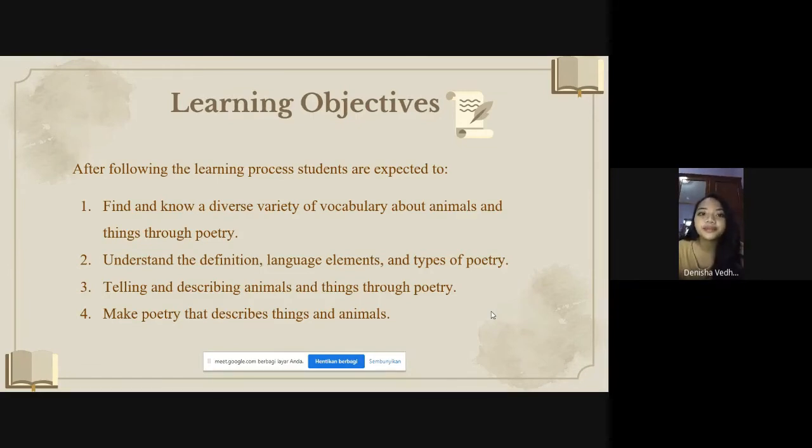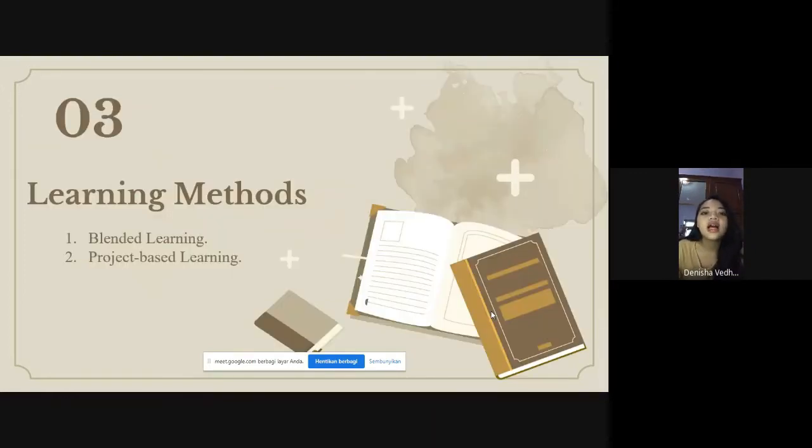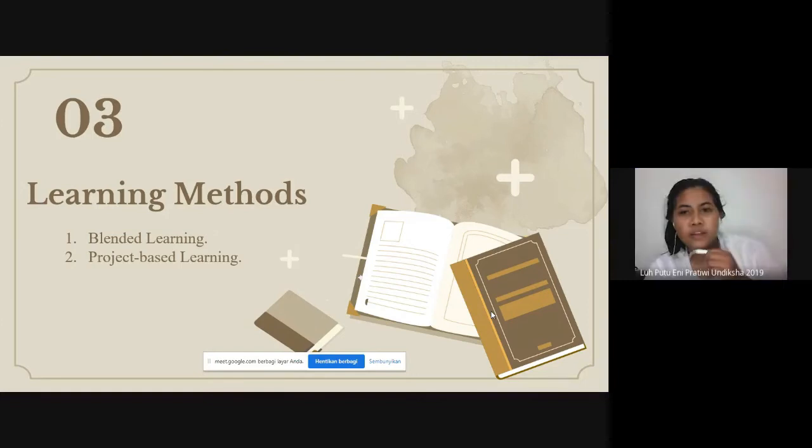Okay, so we use the learning media. The first is Zoom, Google Classroom, Mentimeter, and Testmoz to assess the students. And then we have learning tools: handphone, laptop, or computer. And then the last is learning source. We use YouTube and other internet sources like Google. Okay, I think that's all. Thank you.